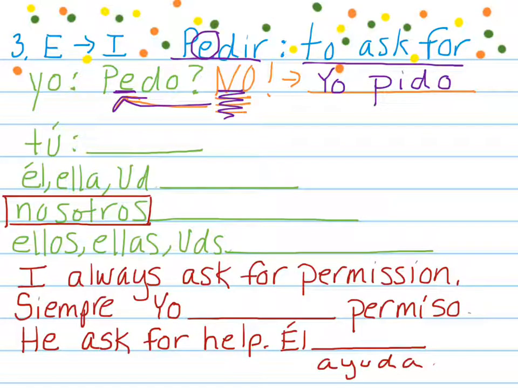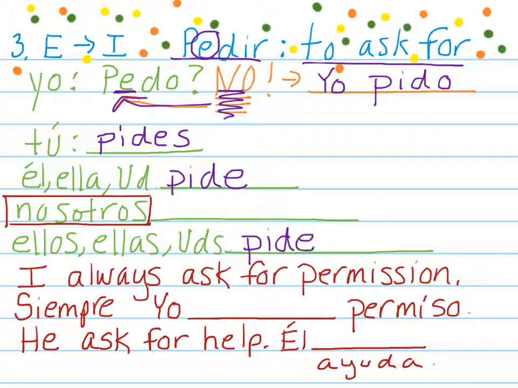The tú form would not be pedes. It would be pides. Pides. Okay, well, how about él, ella, and usted? He, she, and you formal. Pide. Let's skip nosotros for a minute. Ellos, ellas, ustedes would be, what's your ending for IR verbs? Do you remember? I hope so. It's en, so it's going to get piden.